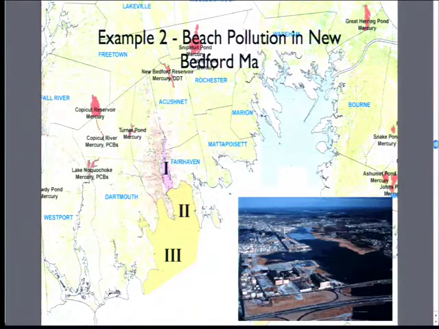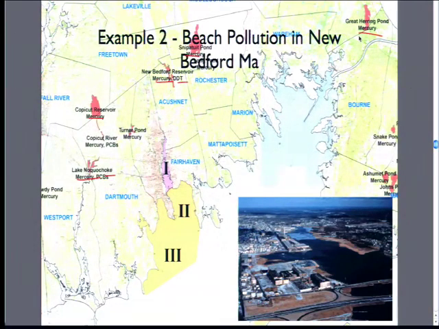Another example, this is the example in the textbook. It's really interesting to read through it. This is New Bedford, Massachusetts. This is Cape Cod right here. This is the Cape Cod Canal. I don't know if you guys have ever been to Massachusetts. These are super fun sites here. This one's Mercury, PCB, Mercury, DDT, Mercury. So these are super fun sites in Massachusetts.